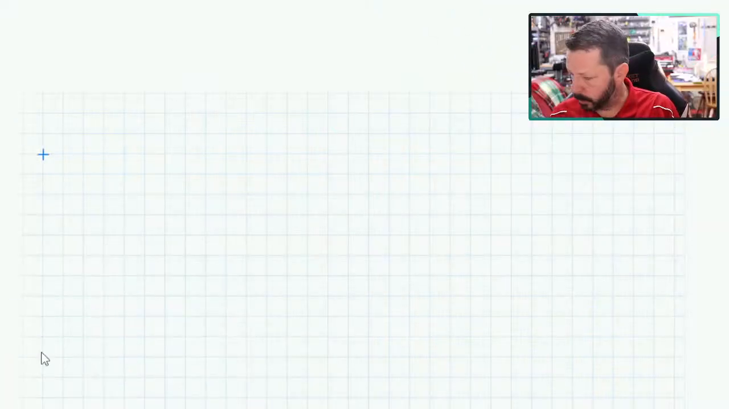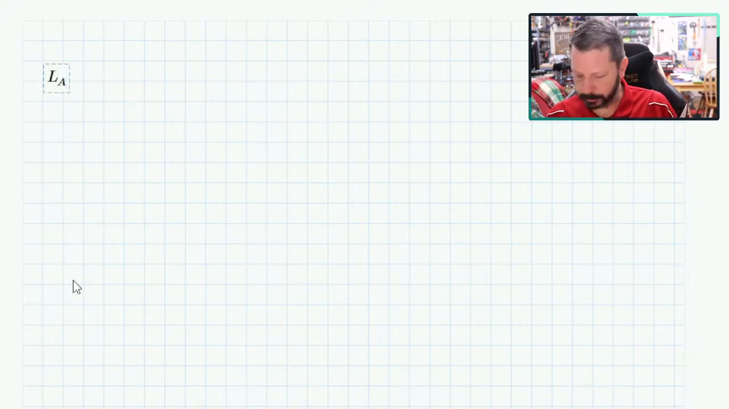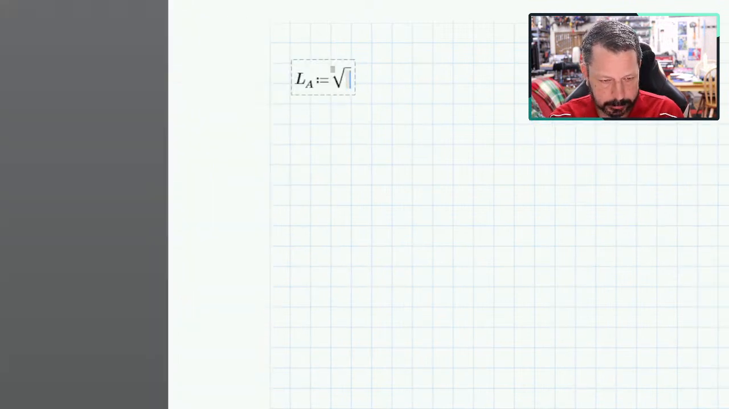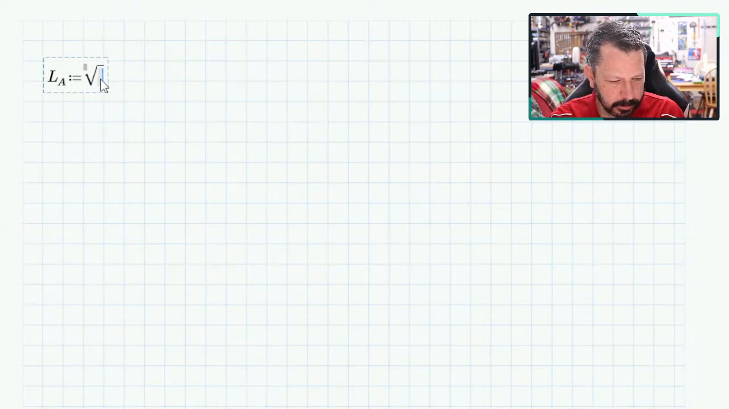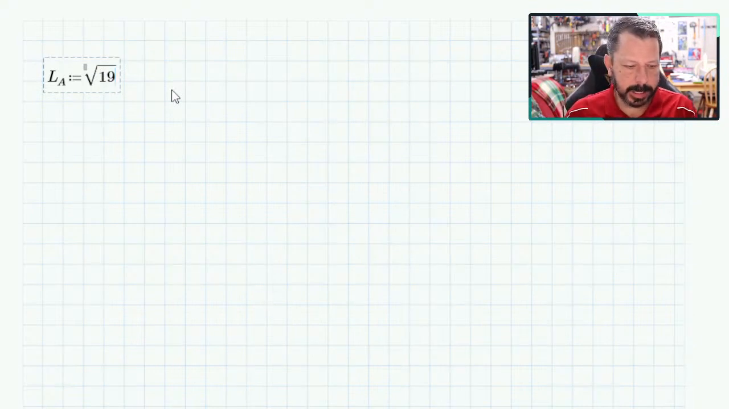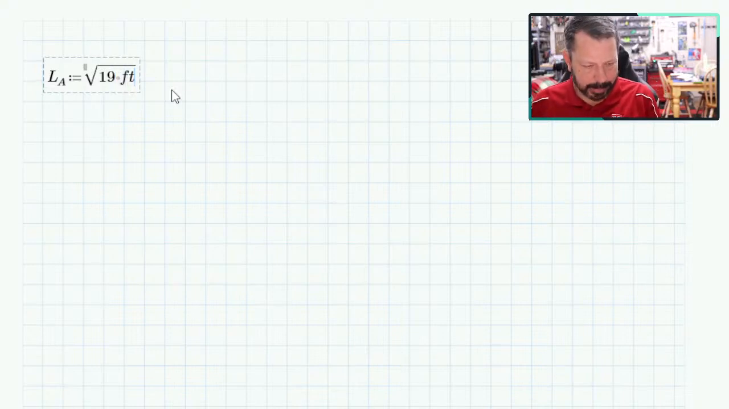So ours were A, B, and C. So we've got a length for, I've got to remember which, I'm trying to remember how to do a subscript. Length of A is the square root of, I need to see our numbers. Let me see if I can move my window in a way that I can see everything. All right, square root of 19 squared. I'm going to leave off feet for now. We can put feet, it's not going to matter, but we'll put it in there.